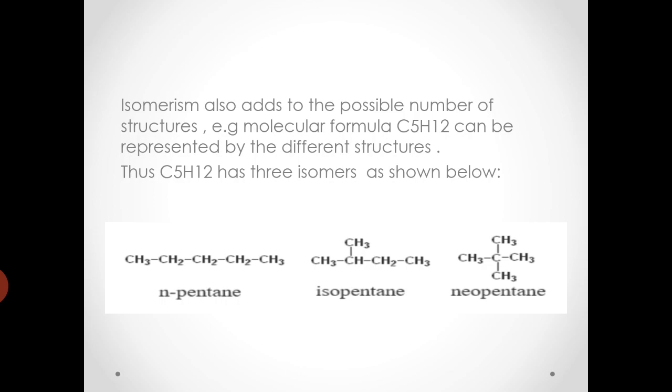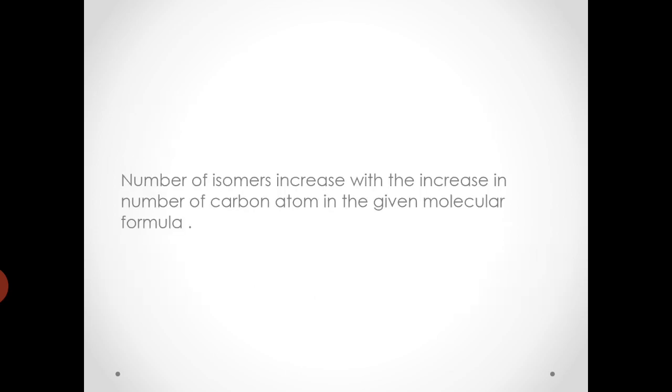So these are called isomers of C5H12, that is, pentane. So the phenomenon is called isomerism, right? Okay students, next, the number of isomers increases with an increase in the carbon atoms in the given molecular formula. Clear? You can make more possible isomers if the carbon number increases, which is given in the molecular formula.